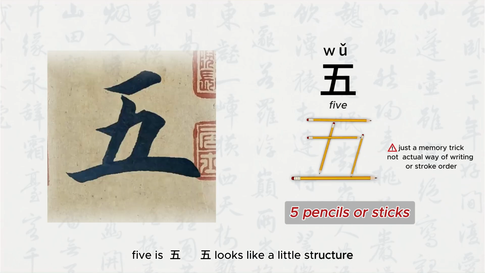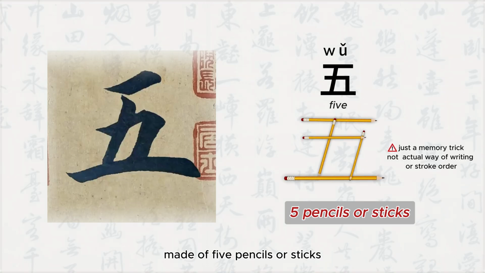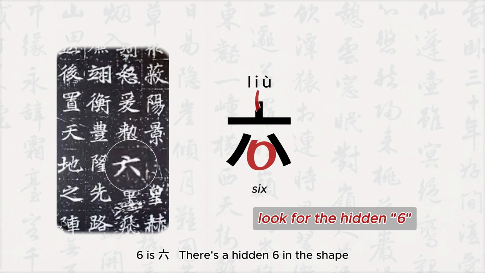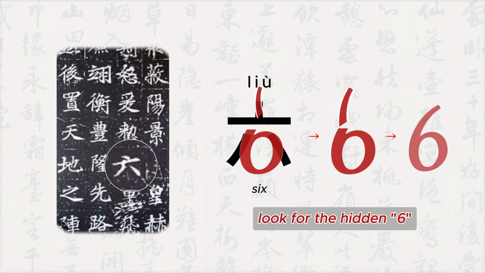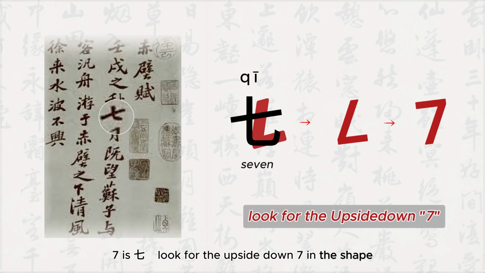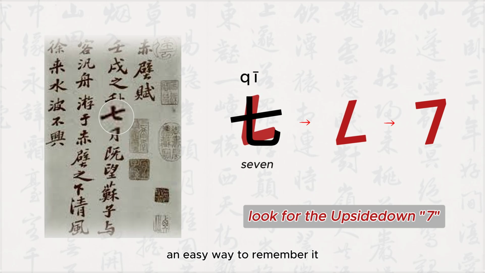5 is 五. 五 looks like a little structure made of 5 pencils or sticks. A fun way to remember it. 五. 6 is 六. There's a hidden 6 in the shape. A fun visual trick. 六. 7 is 七. Look for the upside down 7 in the shape. An easy way to remember it.